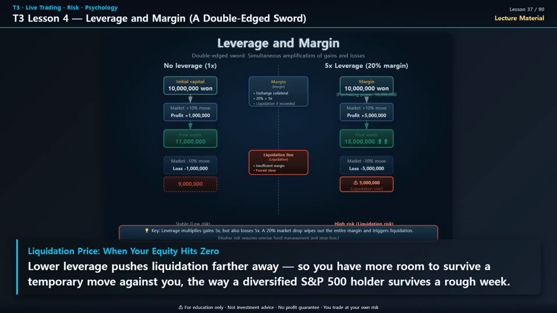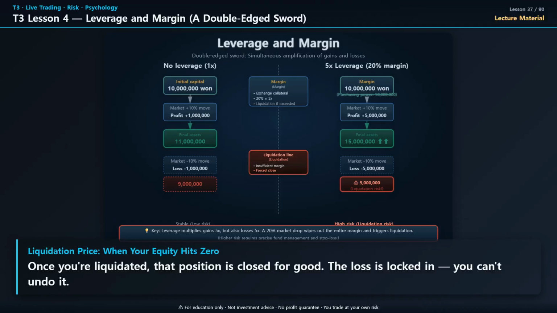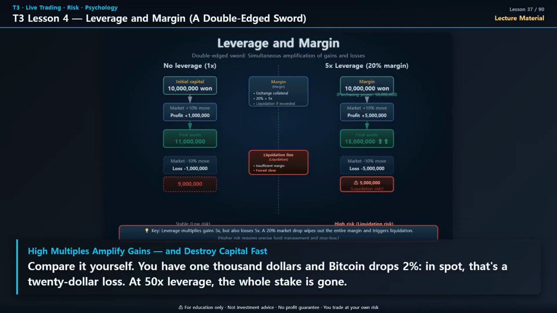Lower leverage pushes liquidation farther away, so you have more room to survive a temporary move against you, the way a diversified S&P 500 holder survives a rough week. Once you're liquidated, that position is closed for good. The loss is locked in. You can't undo it.